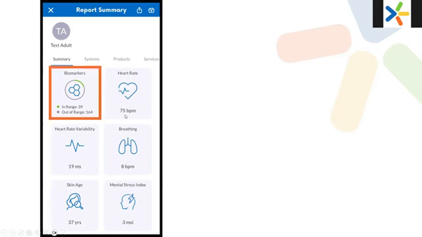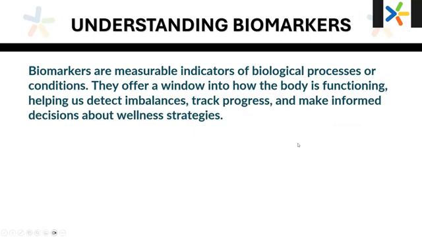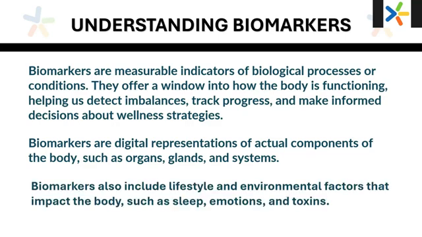So biomarkers goes first. If you touch it with your finger, it'll bring up an explanation. Biomarkers are measurable indicators of biological processes or conditions. They offer a window into how the body is functioning, helping us detect imbalances, track progress, and make informed decisions about wellness strategies. Biomarkers are digital representations of actual components of the body, such as organs, glands, and systems. And biomarkers also include lifestyle and environmental factors that impact the body, such as sleep, emotions, and toxins.